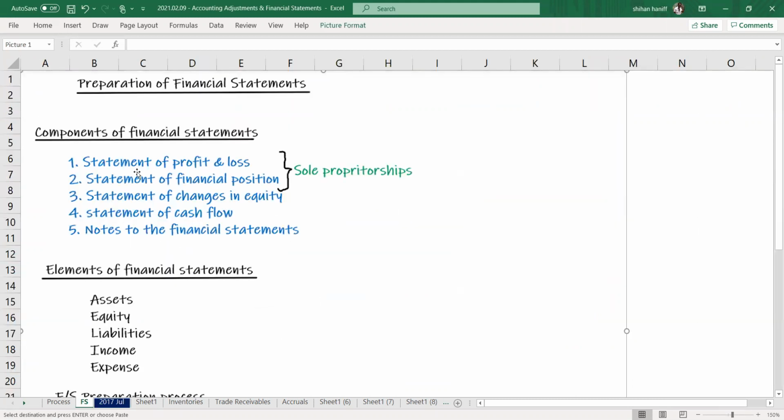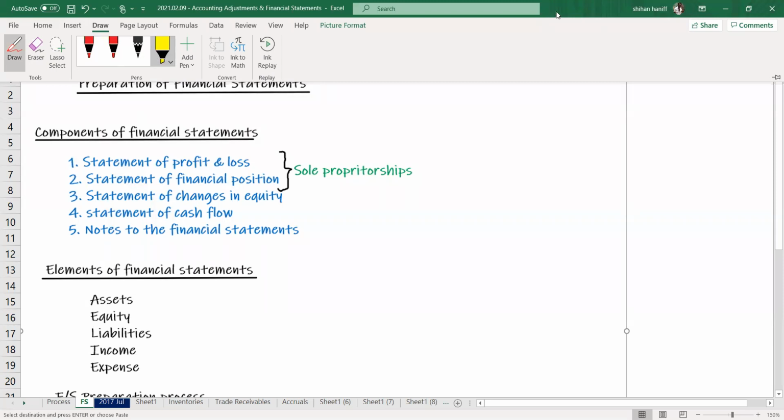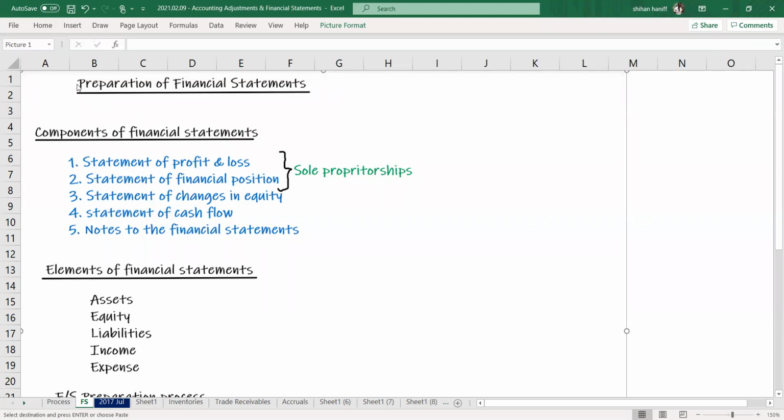first let's see some theory areas. First you can write down this. Write the main heading: preparation of financial statements. That's the main heading to this chapter.